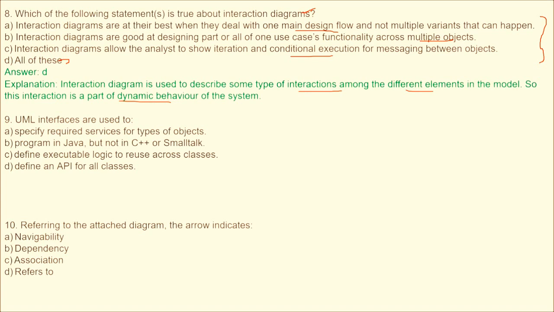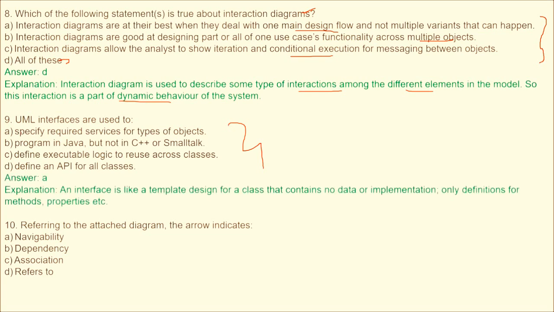Next, UML interfaces are used to, which of these is the correct answer? Specify required services for types of objects, program in Java but not in C++ or Smalltalk. Define executable logic to reuse across classes. Define an API for all classes. Answer is clearly A. Specify required services for types of objects. These are the work and use of UML interfaces. Because an interface is like a template design for a class that contains no data or implementation. No data or implementation. Only the definitions of methods and properties, etc.